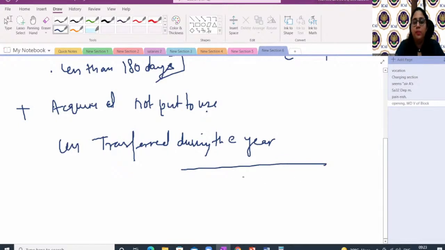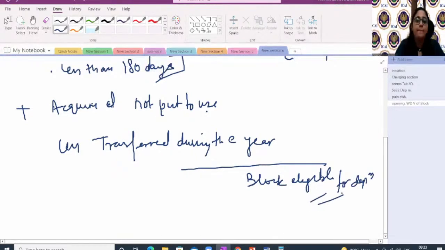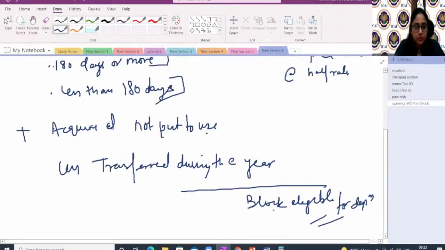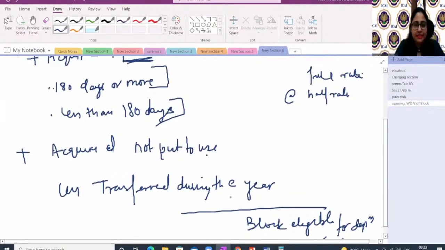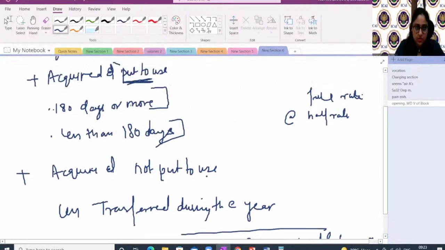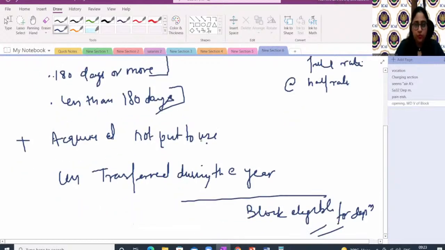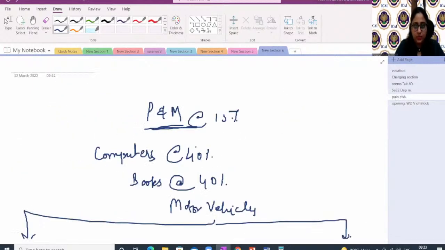Then there would be coming the block eligible for depreciation, and on that block you will apply the rate. Not flat rate. In that block you will see which asset is left, the 180 days one or the less than 180 days one, and accordingly you will apply the rates. Before we go ahead, let's practice the 180 days one.